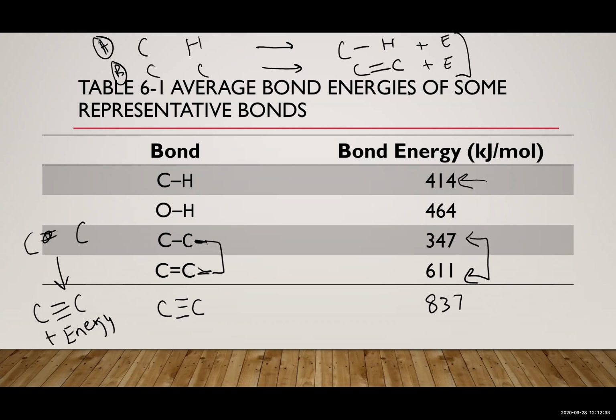But which one will be more exothermic, reaction A or reaction B? B will be more exothermic, yes, because I need more energy to break the CC double bond. It means if I create the CC double bond, more energy will also come out. If in order to break the CC double bond I need 611 kilojoules of energy, then if I make a CC double bond, how much energy will I get out? Exactly the same amount, 611 kilojoules.